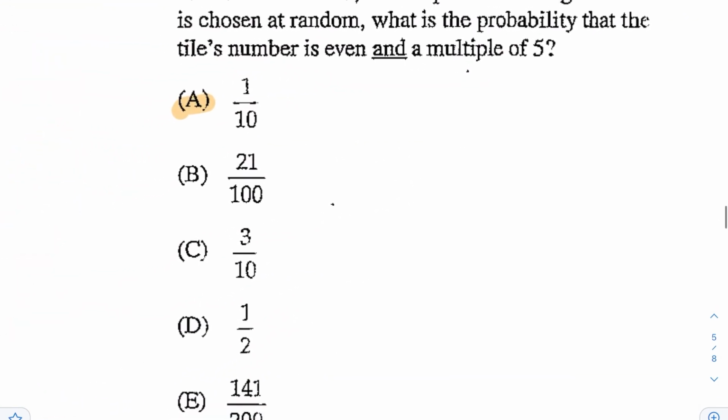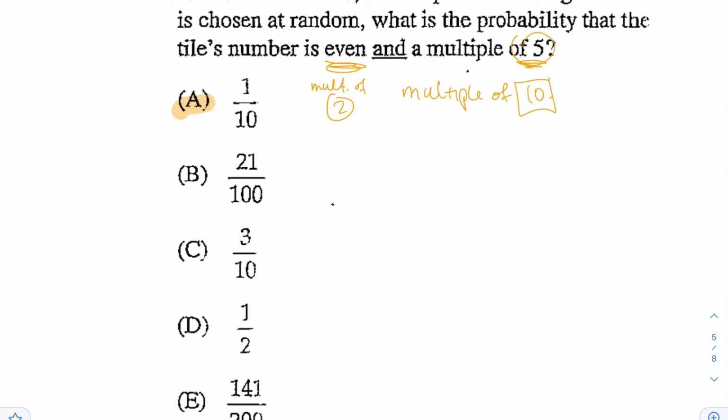Next for number 5, tiles marked 1 to 1,000 are placed in a bag. If a tile is chosen at random, what's the probability that the tile number is even and a multiple of 5? So even and a multiple of 5 means that it has to be a multiple of 10. That's because even numbers are multiples of 2. And you want to be a multiple of 2 and 5? Well, 2 times 5 is equal to 10.